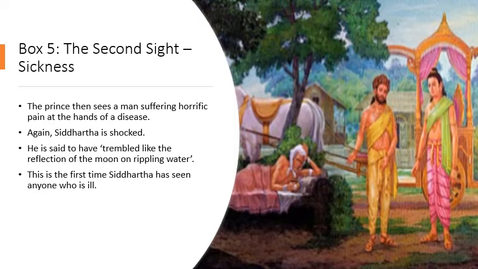And it is said in Buddhist legend that he is said to have trembled like the reflection of the moon on rippling water. And if you've ever seen a lake or a pond at night time and the water's rippling, the moon is dancing all over the place, this is a kind of metaphor to suggest that he was so vividly shocked that his body was shaking. And again, it's the first time he's ever seen anyone who is ill.